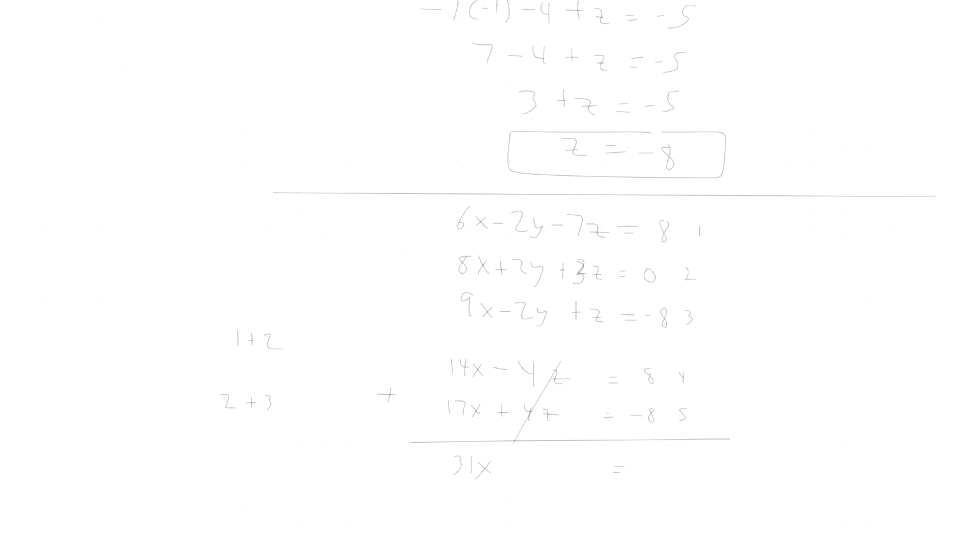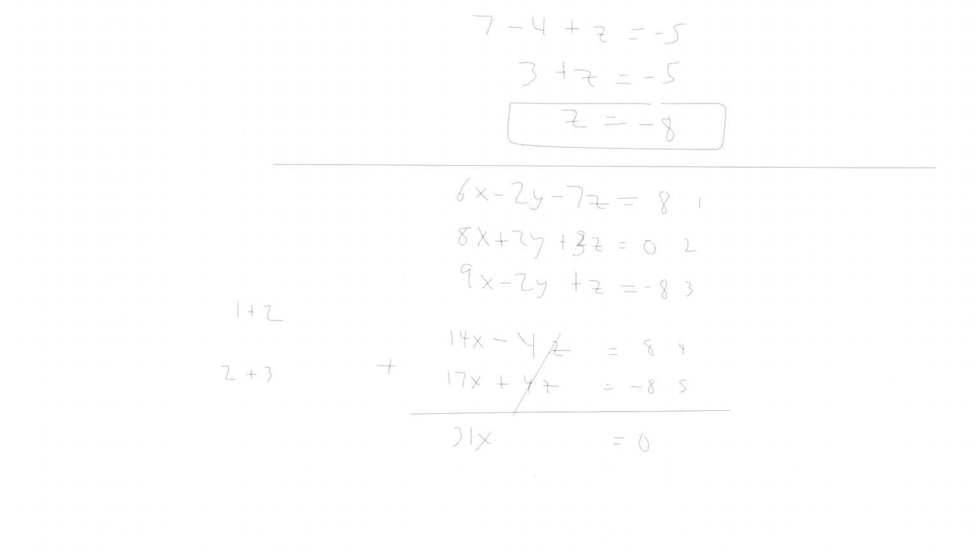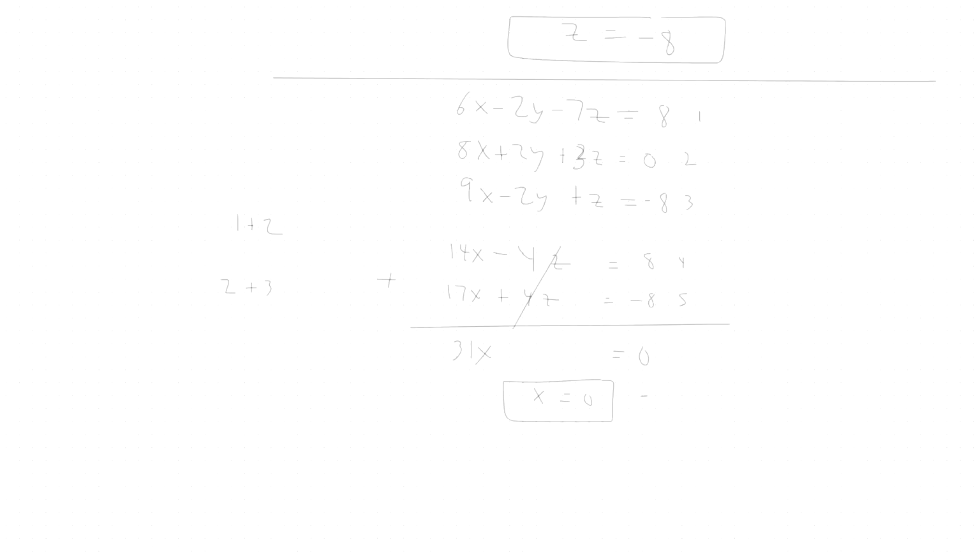Okay, so now we're going to sub it into, say, 4. So negative 4z equals 8. So what's z?